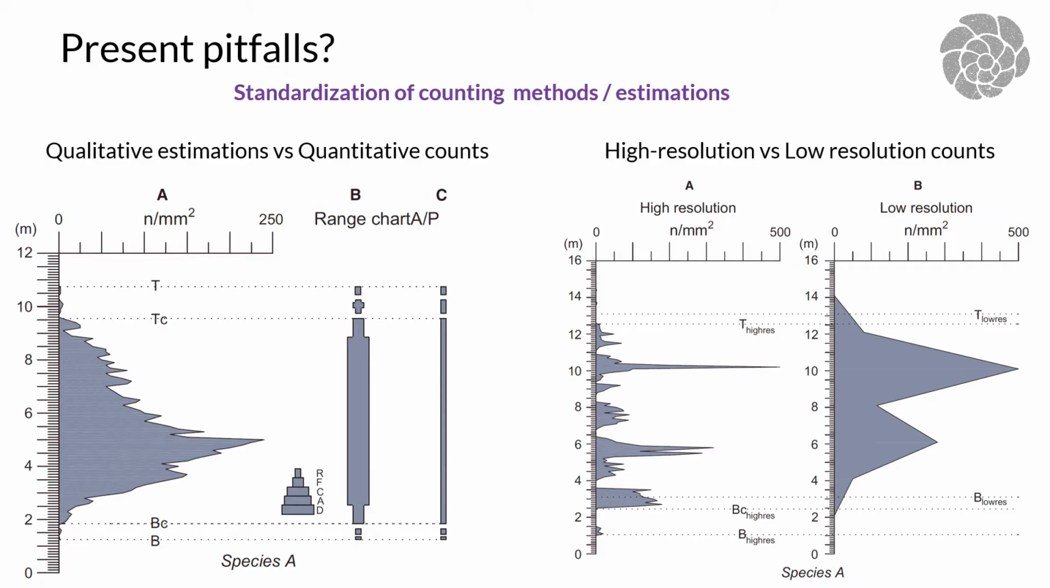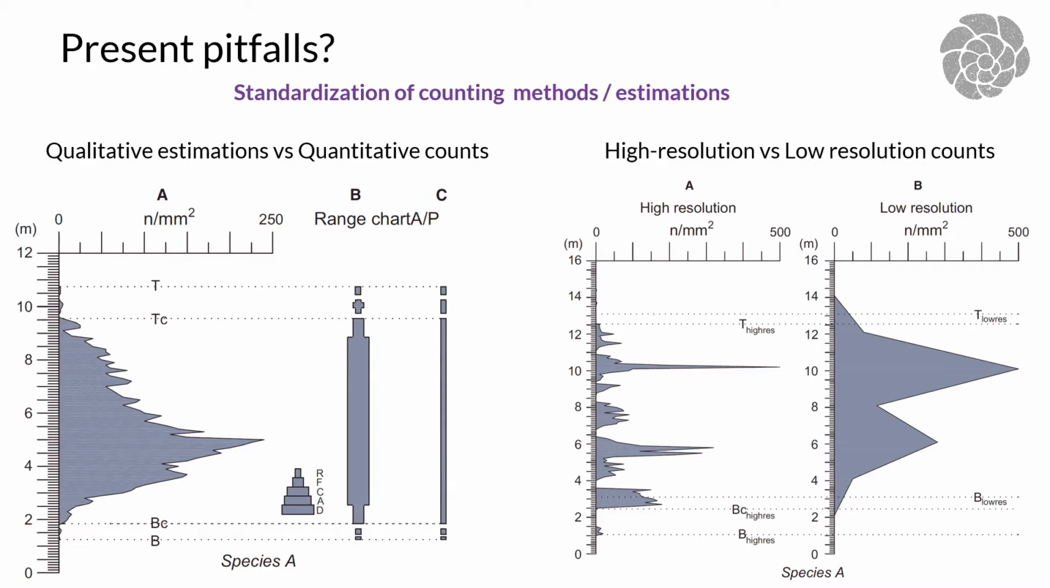If we move now to the right, again, this is an idealized abundance pattern of a species A. And on the left, you can see the abundance pattern of a taxon, species A, in a very high resolution. So there are a lot of points here. And here you have the same data set. I just used 1 to 10 of the samples that I analyzed. And this is the result.